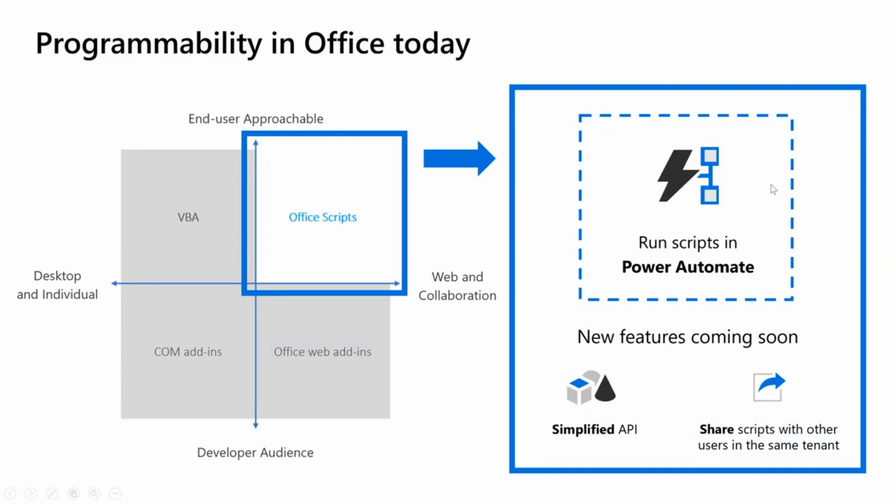And additionally, the web and collaboration part is something that is highly related to this whole Power Automate integration. We also have a couple of additional features around simplified API and script sharing coming out. I'm going to be talking less about those, and there may be some on the call who can address questions in those areas. But the main thing I'm going to be focused on today is running Office Scripts via Power Automate.